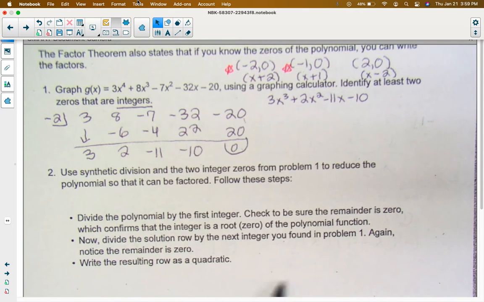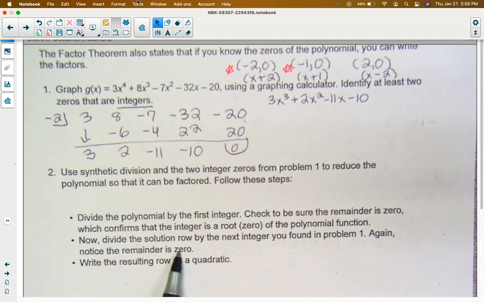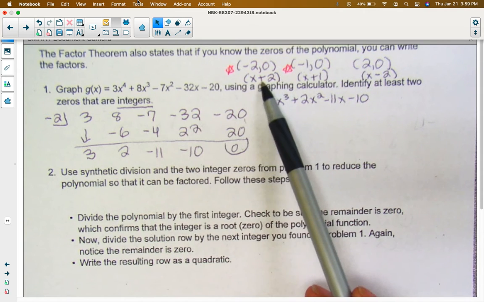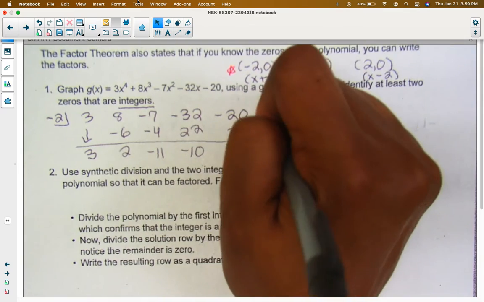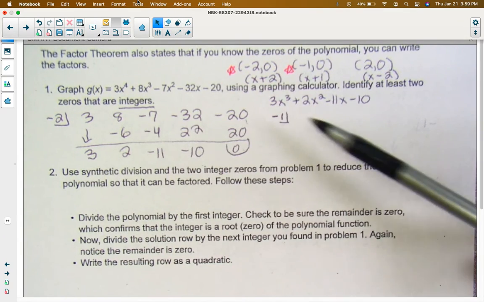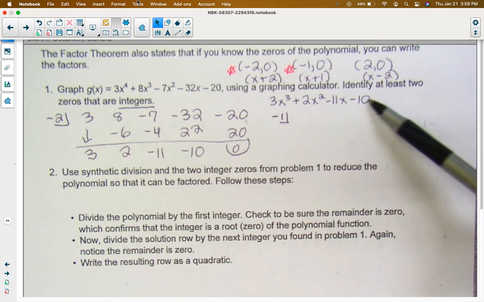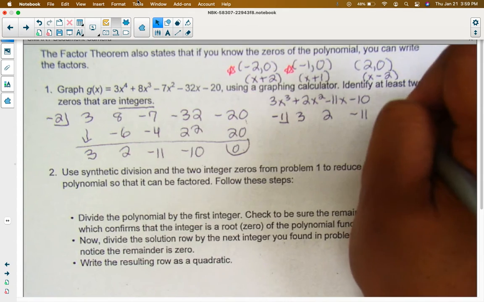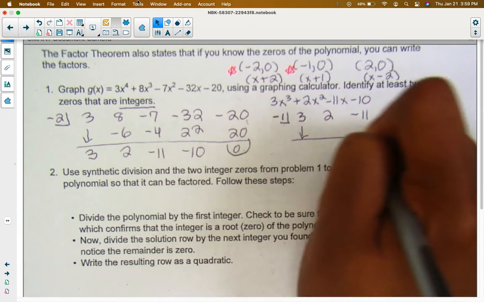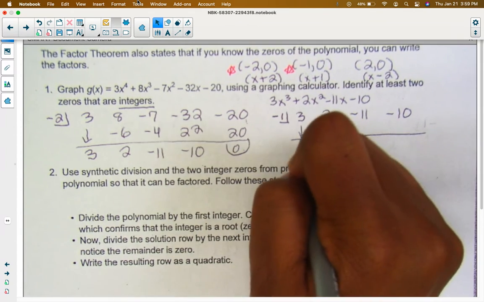Now the directions say don't start over. So now divide the solution row by the next integer you found in problem 1. So do not start over. And it says again, notice the remainder is 0. So now I'm going to use my second number. We just used -2. Now I'm going to use -1, and my remainder should be 0. So -1 goes in. Don't start over. I'm using this. So I got 3, 2, -11, -10. First number comes down. I'm going to multiply, add.